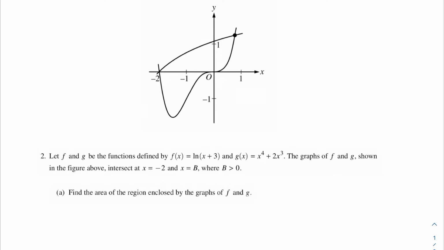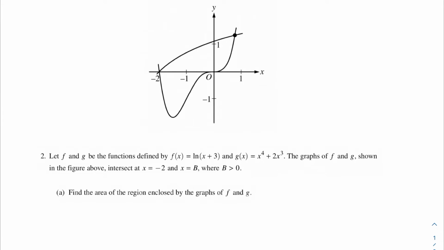In this video, we're going to be going over free response question number 2. In this problem, we're given this graph, which has these two functions on it. The functions are defined as f of x equals ln of x plus 3 and g of x equals x to the fourth power plus 2 times x to the third.